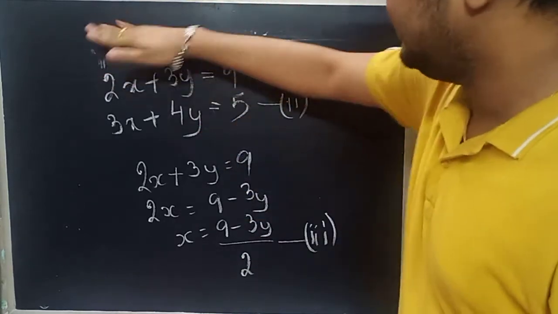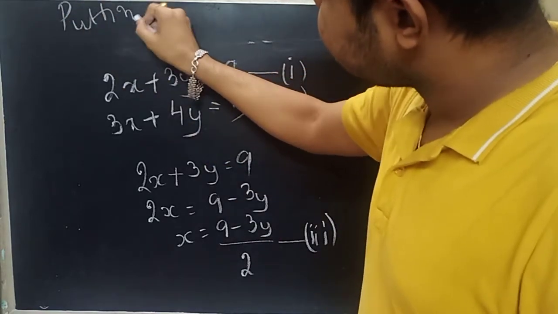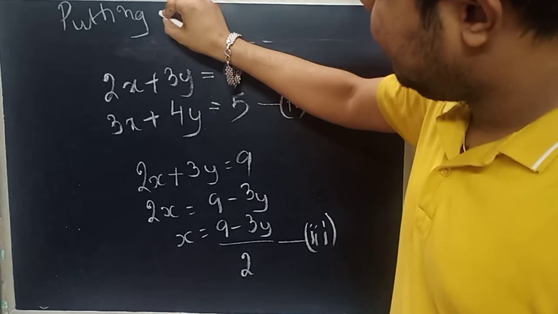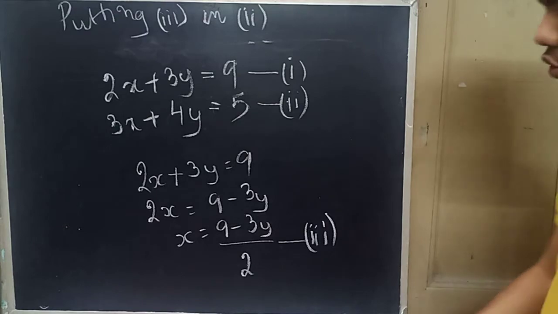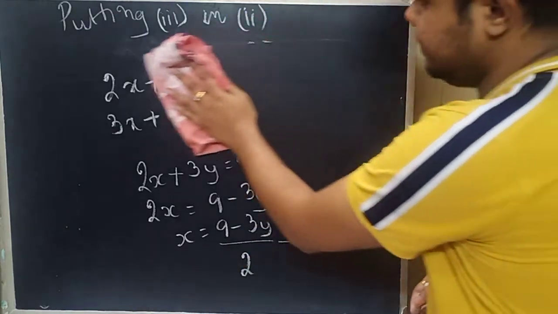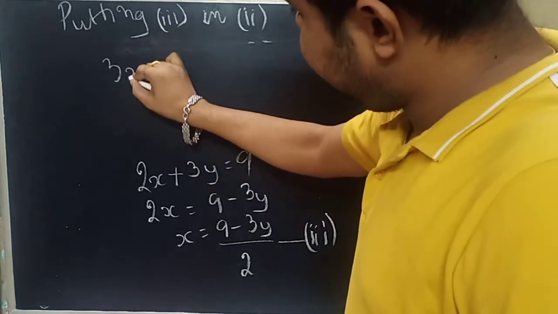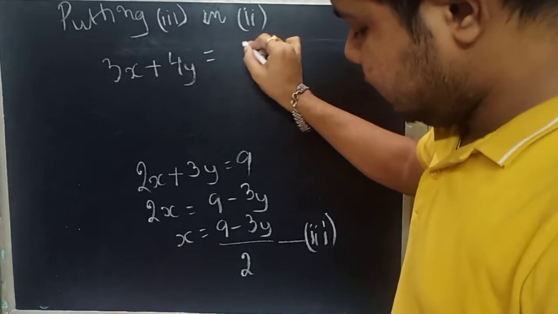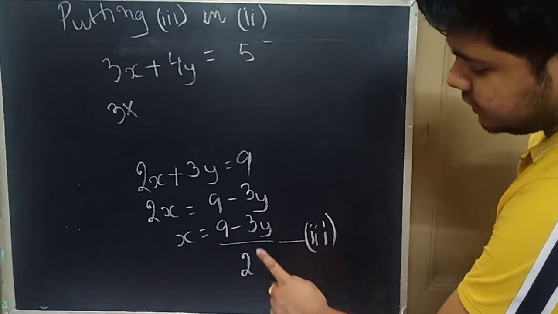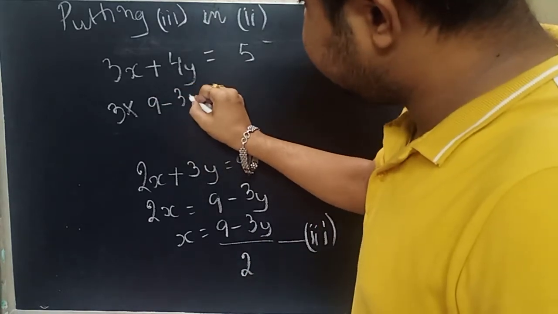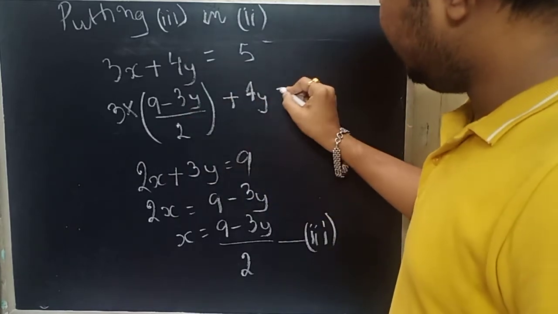So what am I going to write? Putting 3 in 2. So what do I get? My second equation was 3x plus 4y equals 5. And what is my value of x? My value of x is 9 minus 3y by 2. So 3 times (9 minus 3y) by 2 plus 4y equals 5.